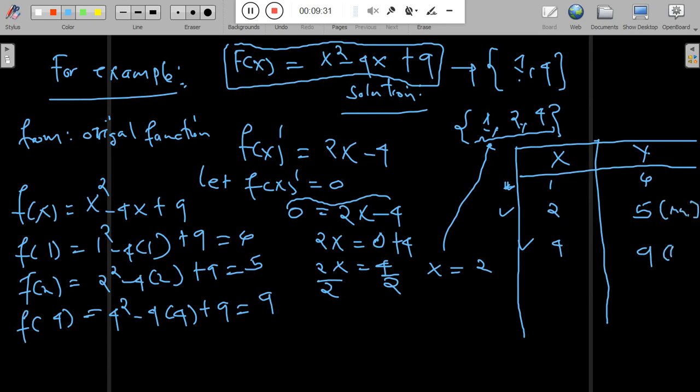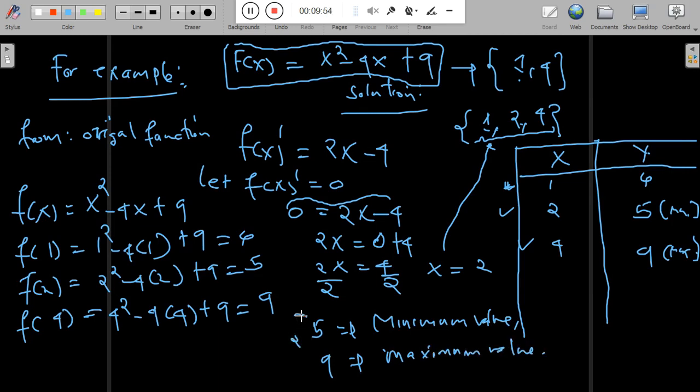For that case, the minimum value will be equal to 5, since it's the lowest value, and the maximum value will be equal to 9. So that is how we solve for the absolute maximum and the minimum value of the function.